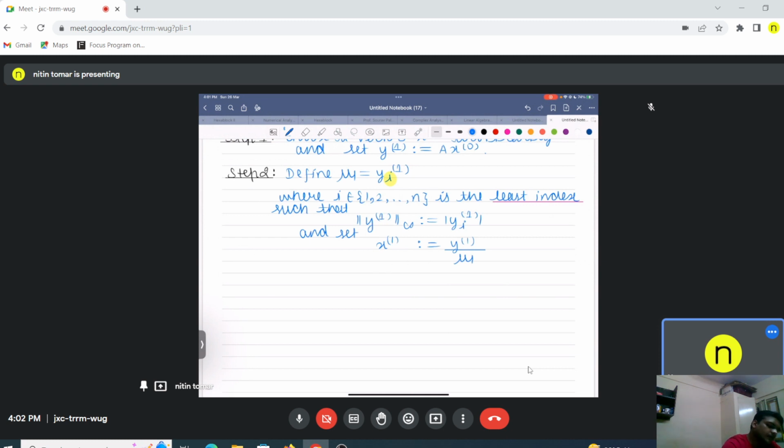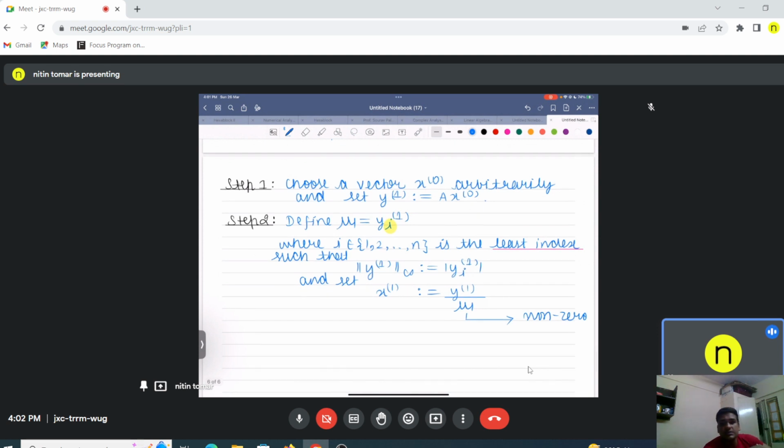Okay, now why will mu1 be non-zero? See, mu1 was this index i. Mu1 is yi of 1, where i is the index where this y attains its supremum value, the modulus of the coordinate. Now if this is 0, let's say mu1 is 0, which means y1 sup norm is 0, and this is possible if and only if y1 is 0, and this means Ax0 is 0, which means 0 is an eigenvalue, but we'll see that it is not possible.